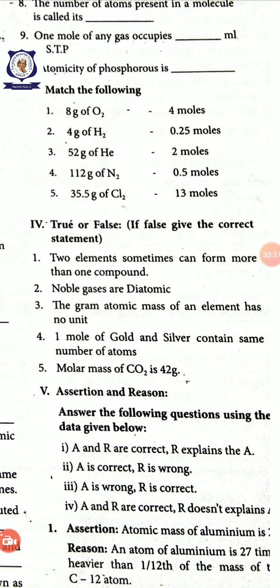Then molar mass of carbon dioxide is 42 grams. No, it is wrong. The molar mass of carbon dioxide is 44 grams. For carbon 12, oxygen 16 into 2, so 32 plus 12, 44 grams.